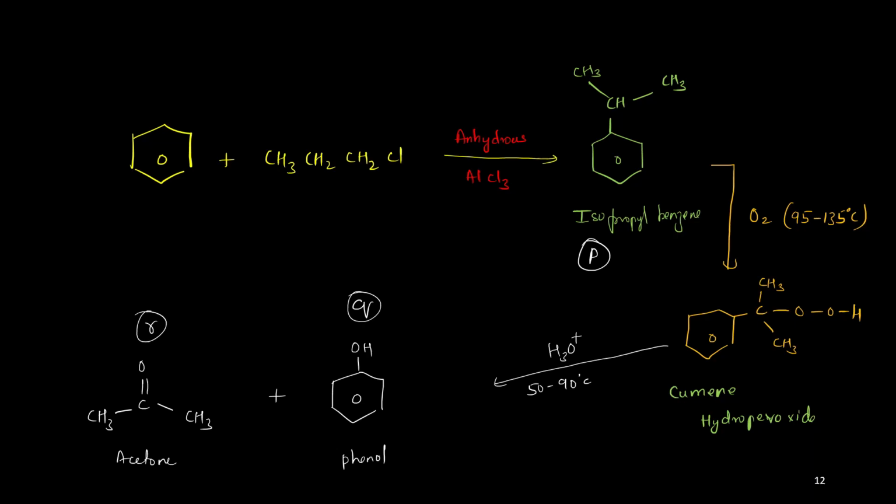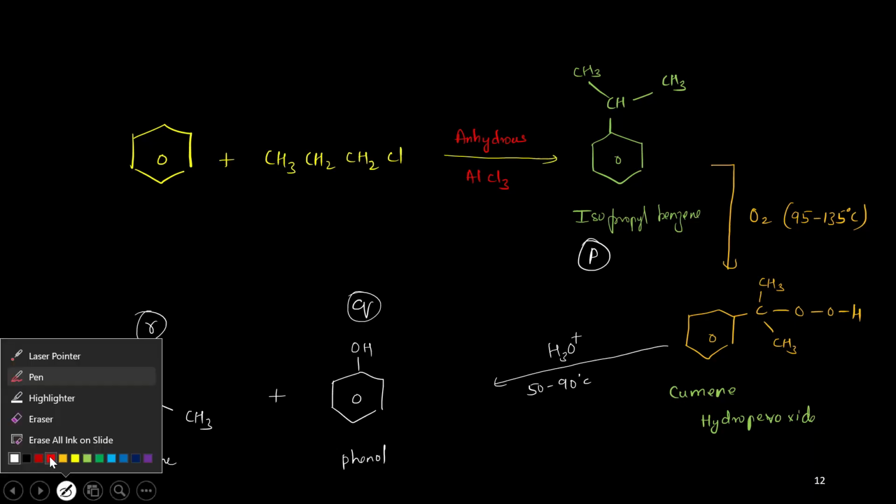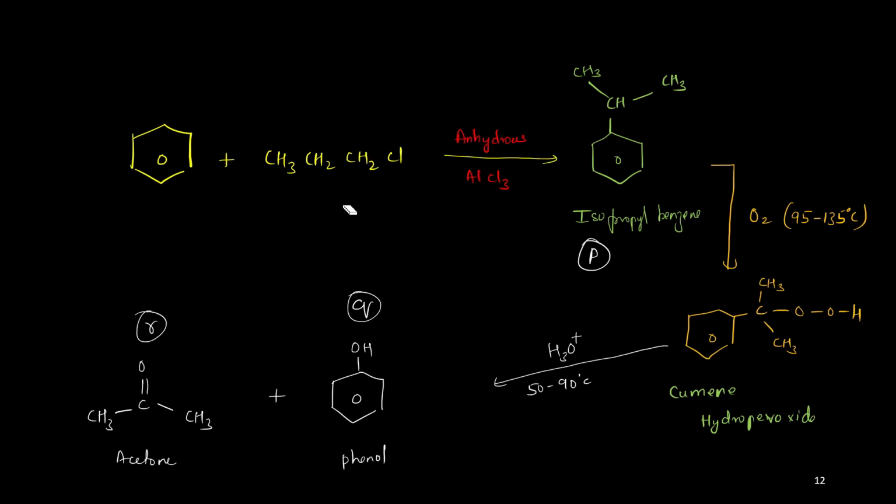Okay, so in this one thing you need to remember. Whatever this first step is, it is called the Friedel-Crafts alkylation. Whatever you are treating the benzene ring with, propyl chloride and catalyzed with the help of aluminum chloride, this step we call the Friedel-Crafts alkylation. Named reactions are very important. At the end of the Friedel-Crafts alkylation, you will get isopropyl benzene, which is nothing but cumene.